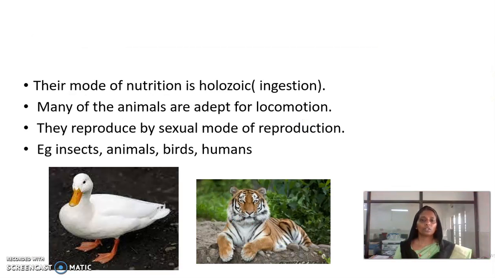Then the mode of nutrition is the holozoic mode of nutrition, that is ingestion, and almost all animals are capable of locomotion. They reproduce by the sexual mode of reproduction. Important examples are insects, birds, animals, human beings, etc.